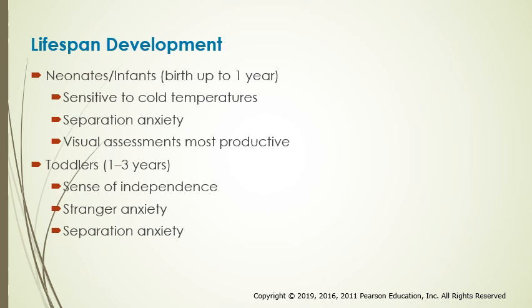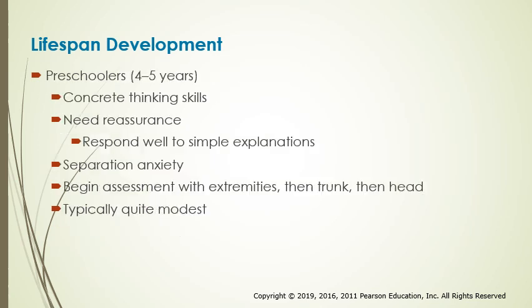Toddlers, your 1 to 3 year olds. They have a sense of independence. They have stranger anxiety and separation anxiety. Preschoolers, 4 to 5 years old, have concrete thinking skills, so they're starting to work things out on their own. They need reassurance. They respond well to simple explanations. They also get anxious when they're separated from mom and dad.